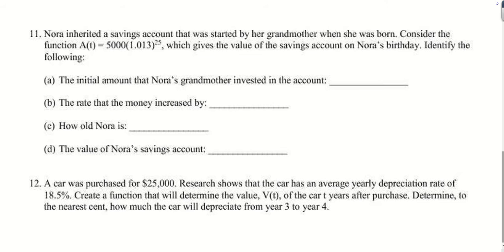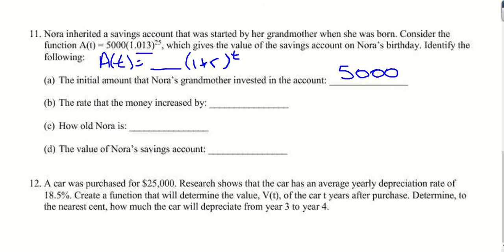Number 11, Nora inherited a savings account from her grandmother when she was born. Consider the following function. So remember, this is supposed to be A of t is equal to the initial amount, times our growth factor, raised to the t, which is an amount of time in years. The initial investment is that number we put in front, so that's 5,000. The rate the money increased by is our growth factor, right? That's actually 1 plus r that's going in here.